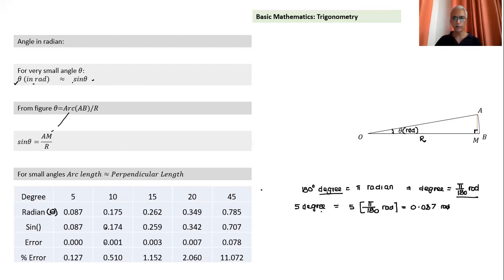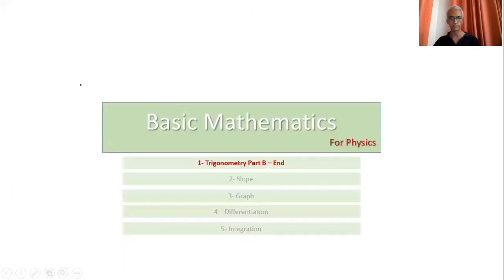And we also introduced the concept of error. Whenever we make an approximation, we should understand that approximation always involves some small element of error. We should know where the error comes from, what is the extent of error, and to what extent we can make the approximation. So this approximation is pretty good up to 10 degree, no problem at all. That brings us to the end of the trigonometry part.